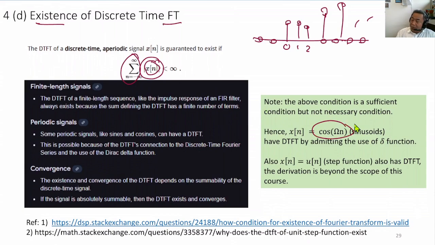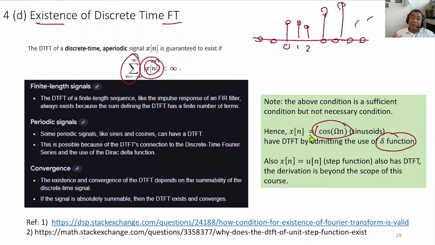You realize that we are always playing with cosine omega n, a sinusoid, and the amplitude is 1. Therefore, its amplitude will always keep going around. It doesn't die. So does that mean that the cosine does not have a DTFT? Well, you realize that in the past few examples, we have seen the cosine having a DTFT. And the key idea is that we are using the delta function. We admit the use of delta functions in the representation. Why this is true, we're not going to go into. This is beyond the scope of this course.